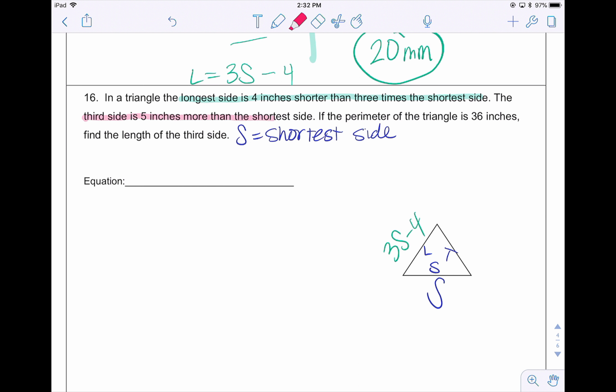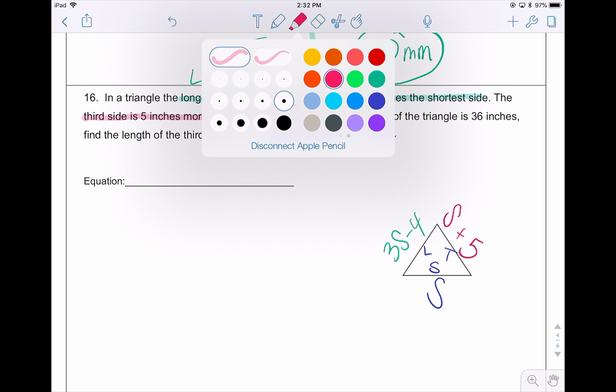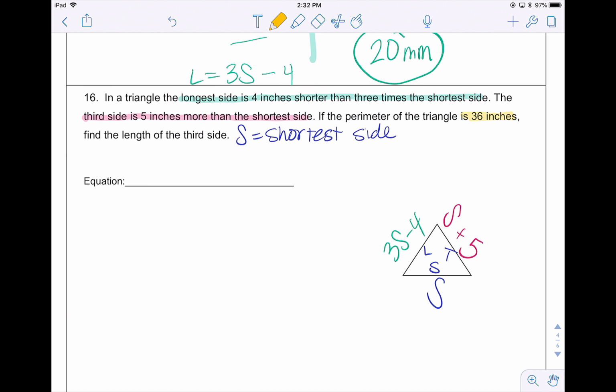And then the third is 5 more than the shortest side. So be careful on this, that you make that S a very obvious S. And then to find the perimeter, we add up all the sides, so I have 3S minus 4 plus S plus 5 plus S, and that equals my perimeter of 36. My first step is going to be to combine like terms, and you could also write this for your original equation. So 5S plus 1 equals 36 is my original equation.